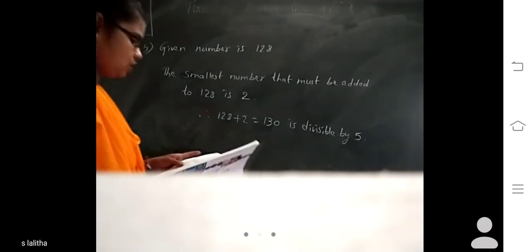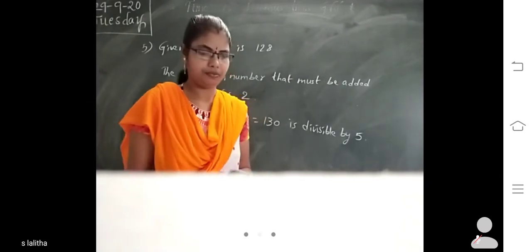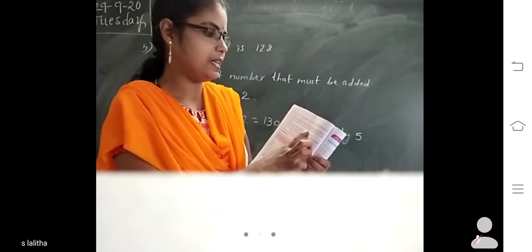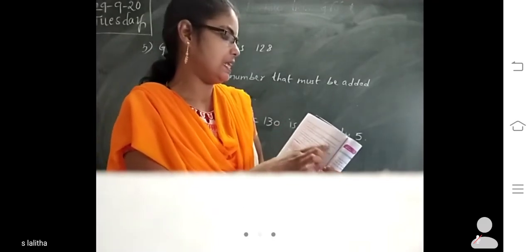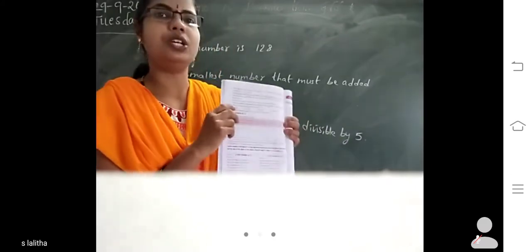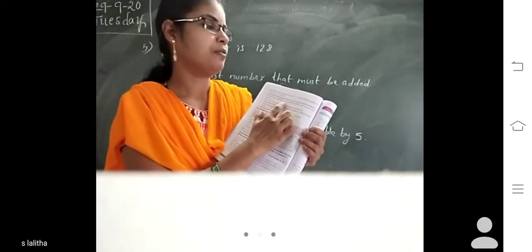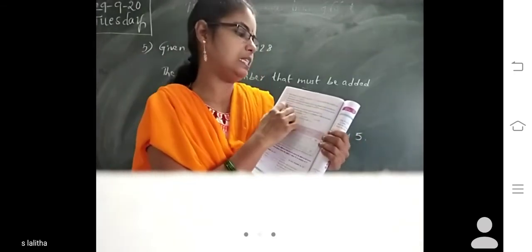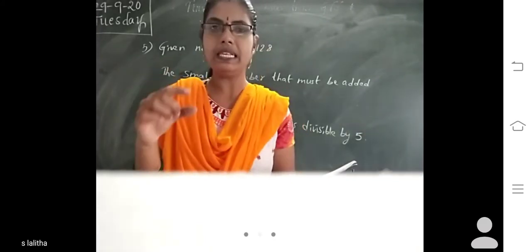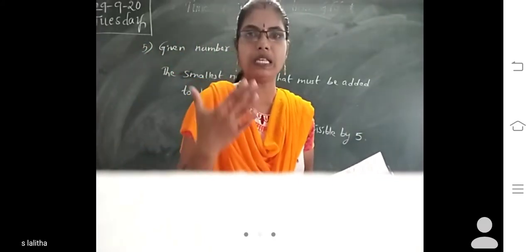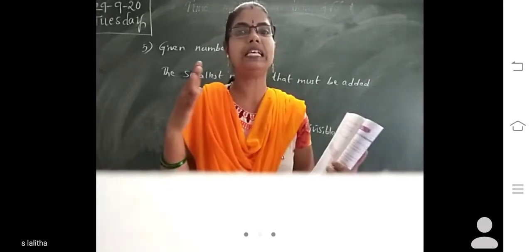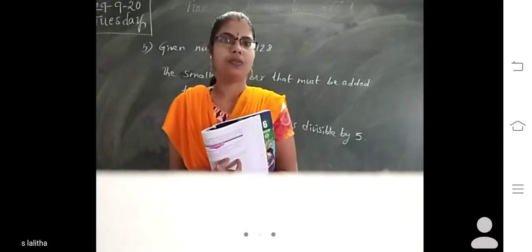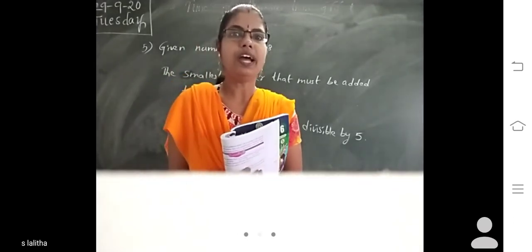Next question. Find the smallest number that has to be subtracted from 276 so that it becomes exactly divisible by 10. 276 is given. So which number do you have to subtract so that it is exactly divisible by 10? What is the rule for divisibility by 10? A number having 0 at the ones place is divisible by 10.